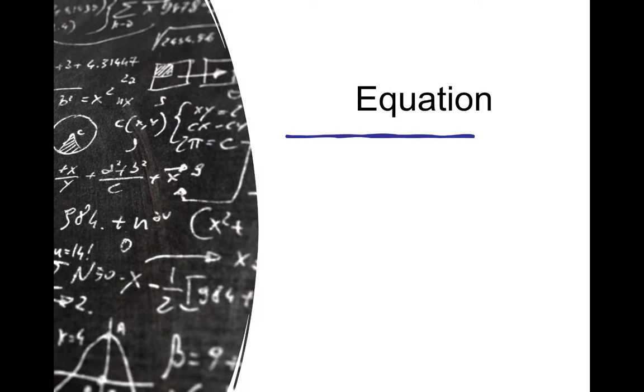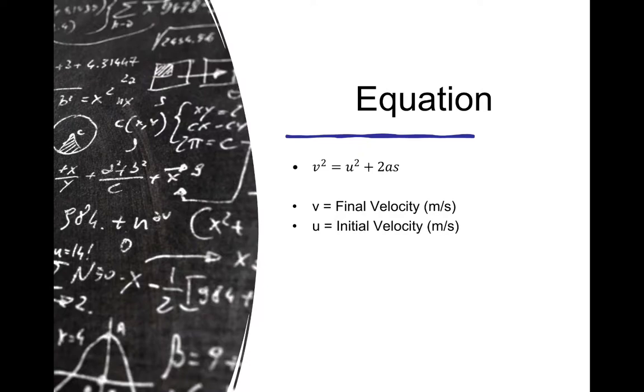So you're going to need a new equation, and it's v squared equals u squared plus 2as. Okay, v is the final velocity measured in meters per second, u is the initial velocity, also in meters per second, a is the acceleration, meters per second squared, and s stands for displacement, which is measured in meters. If you want to write that down, we're going to use that in a moment.